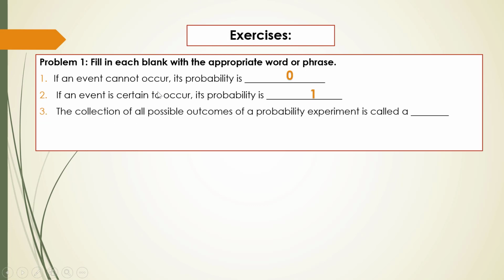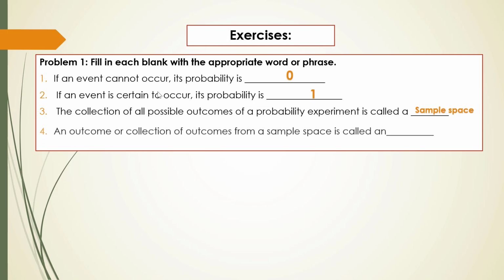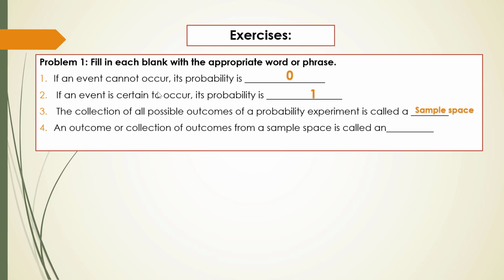The collection of all possible outcomes of a probability experiment is called a sample space. An outcome or collection of outcomes from a sample space is called an event.